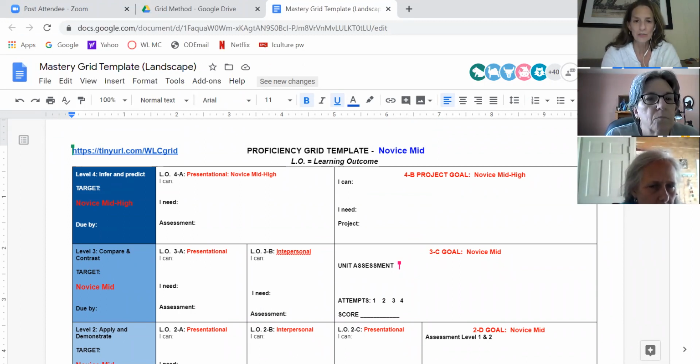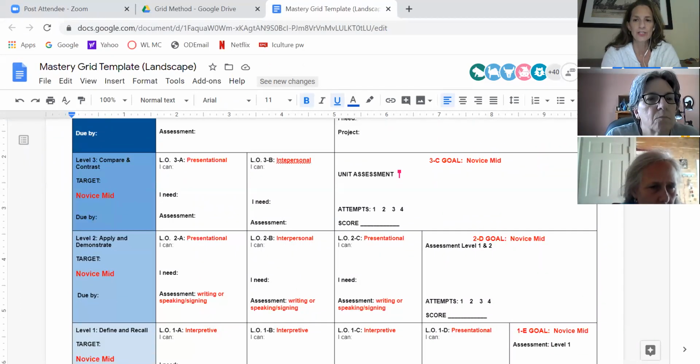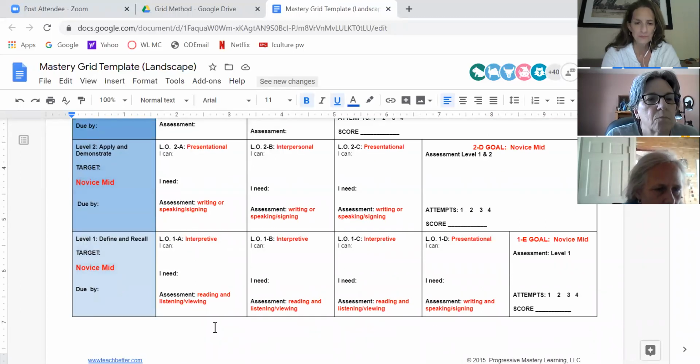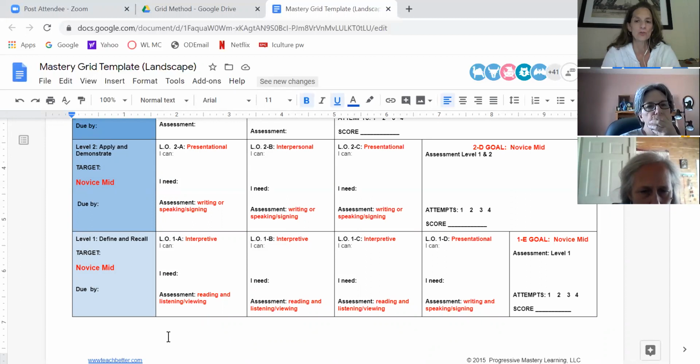So this is the way the grid works. The grid has 4 levels, and you actually start at the bottom. So if you look down at the bottom level of the grid, you'll see where it says level 1. And the goal is that this is a self-paced organizational tool for kids to follow as they're doing their learning.